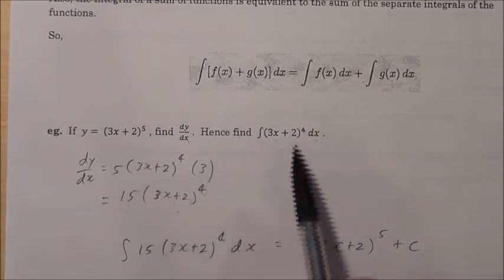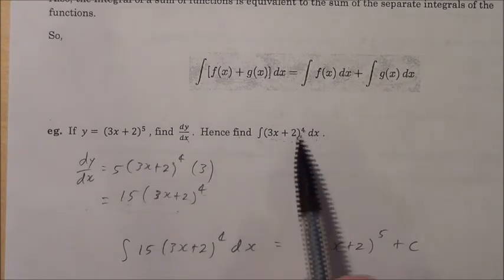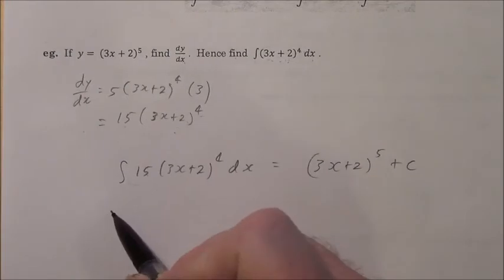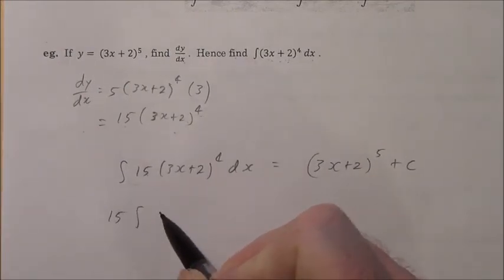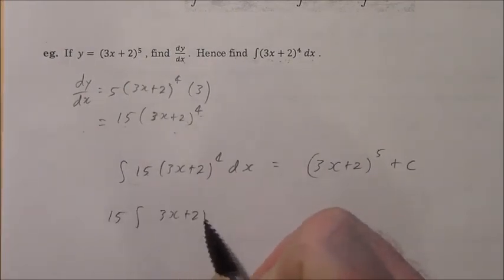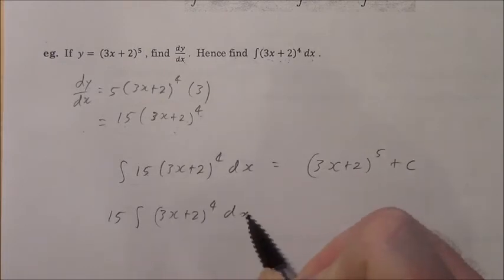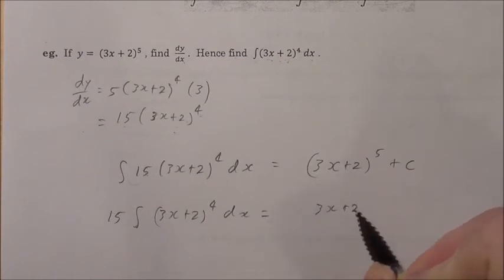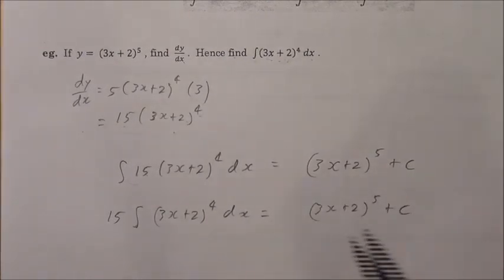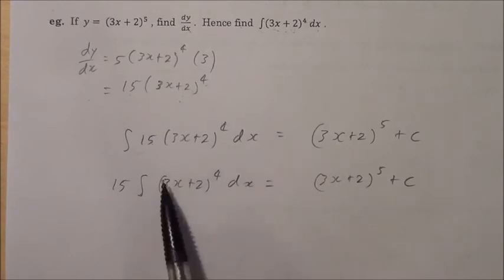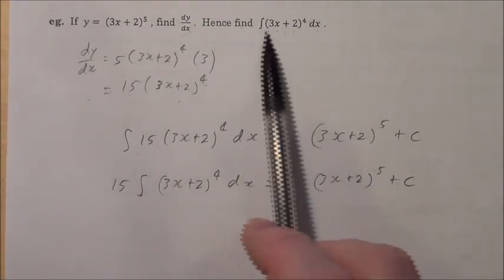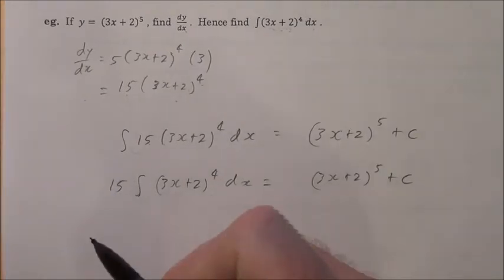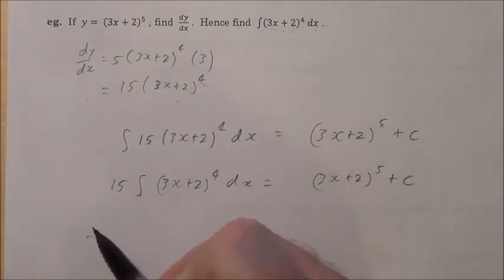Because we're just trying to find the integral of (3x plus 2) to the power 4, but we have a 15 here, what we're going to do is take this 15 outside. And that still just equals (3x plus 2) to the power 5 plus c. And then again, just to reiterate, we only want the (3x plus 2) to the power 4, but we've got that 15 here. So let's divide both sides by 15.